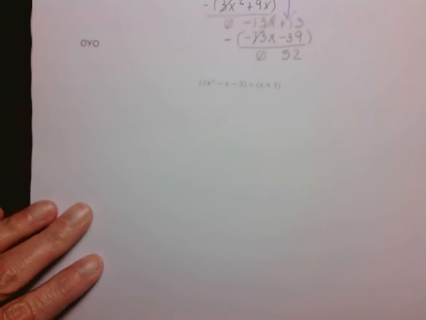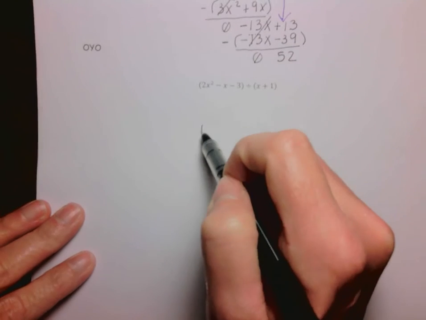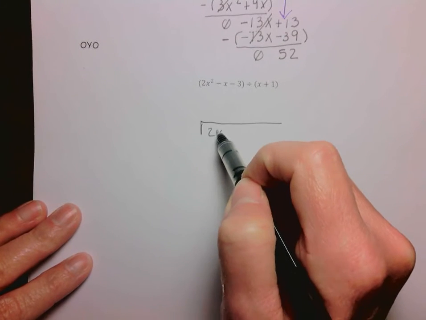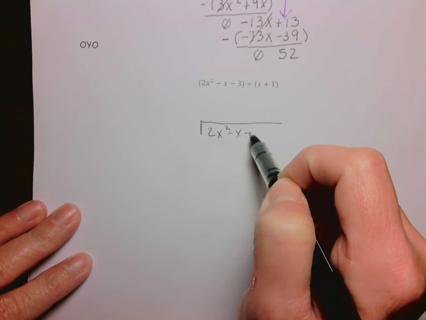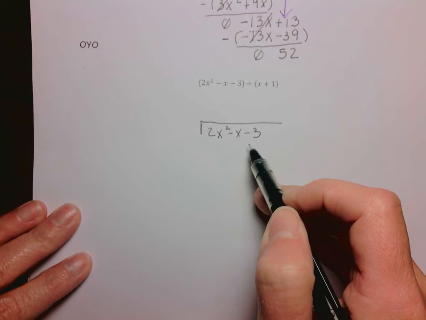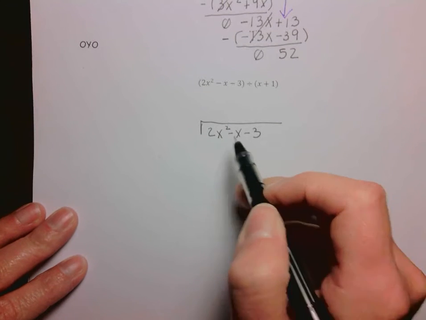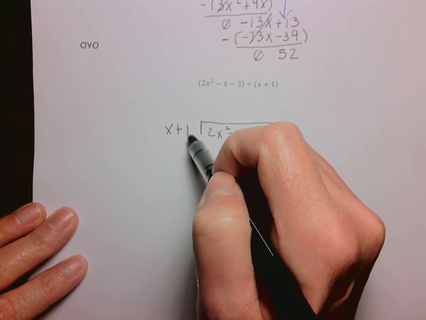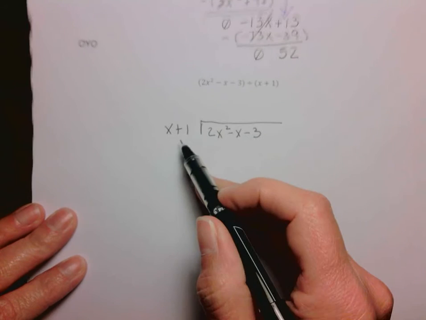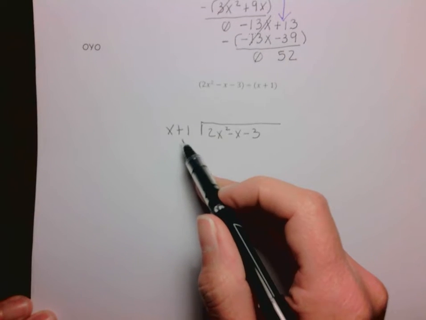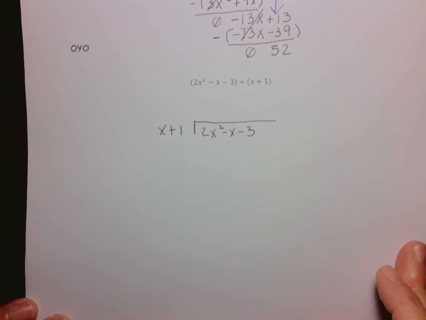Okay, and I'm going to work it out for you. I'm taking 2x squared minus x minus 3, making sure that's in standard form, which it is. And I'm dividing it by x plus 1. Again, I'm making sure that's in standard form, which it is. Okay, so how do I start?